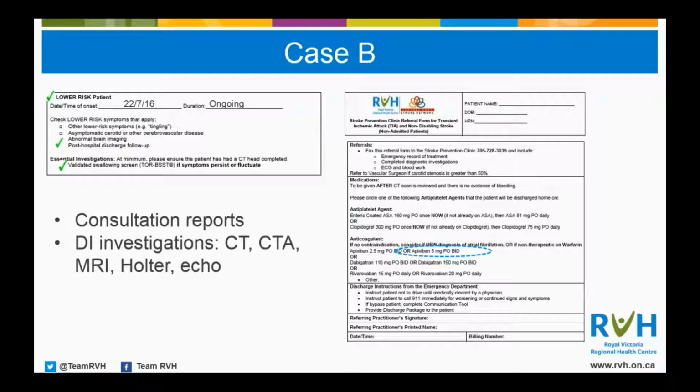Because this patient was admitted to hospital and likely had all of her investigations completed, she was selected as a lower risk patient despite presenting with higher risk symptoms. A validated swallowing screen would have been completed as an inpatient, and she would have been followed by a speech-language pathologist. In order to help prioritize the referral, we would send along any consultation reports and diagnostic investigations that are listed here. We have also indicated that we have started apixaban 5 milligrams twice a day.